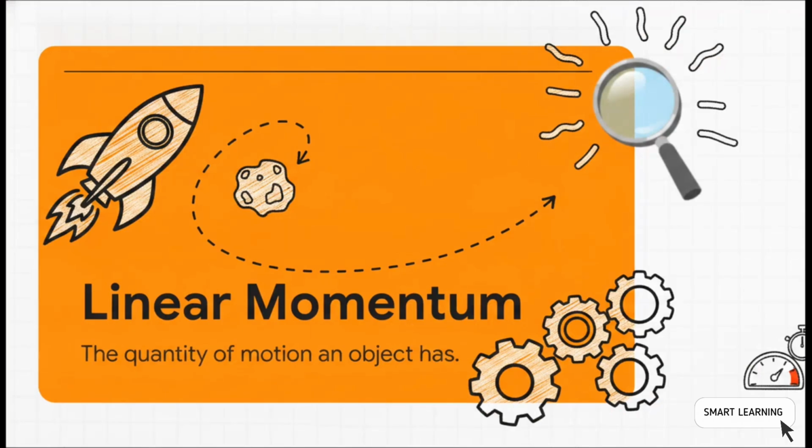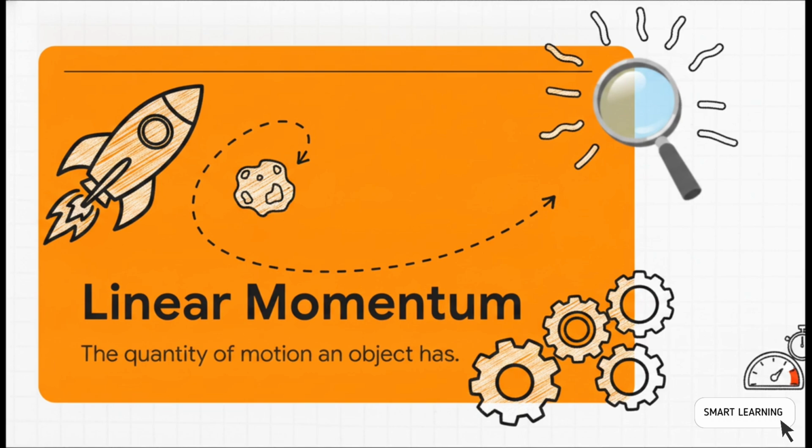What we're really talking about here is linear momentum. And the simplest, most accurate definition of linear momentum is that it is the quantity of motion an object has. I want you to really think about that phrase for a second. Quantity of motion. Motion isn't just about how fast something is traveling. Motion actually has a measurable amount. It's a physical quantity that an object actively possesses while it's moving.